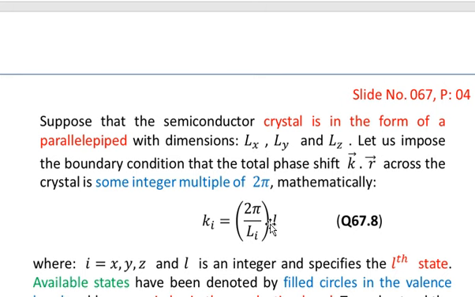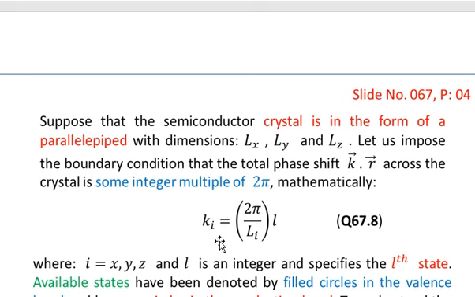So, an integer multiple of 2 pi, and you know that Ki and Li have the same direction. So the dot product Ki dot Li will be equal to Ki into Li into cos of 0. Cos of 0 is 1, so we have Ki into Li is equal to 2 pi into small l, where small l is an integer. If you take the value of K as given in equation number 8, you can write Ki is equal to 2 pi over Li into small l. This small l is actually an integer.